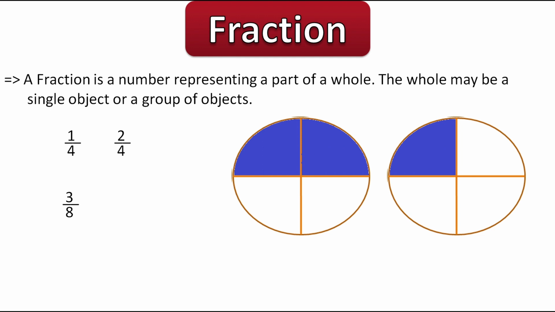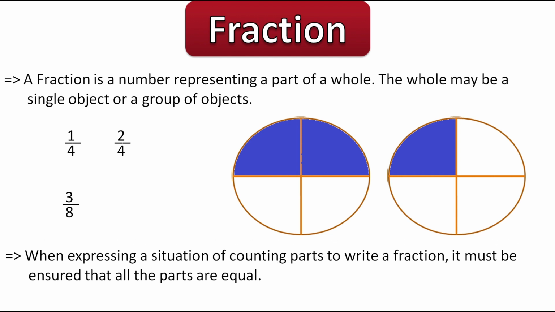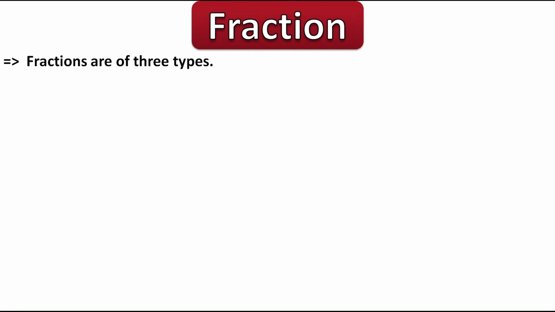Now here you have to remember one thing, that is, when expressing a situation of counting parts to write a fraction, it must be ensured that all the parts are equal. All the parts should be equal. Then only you can represent like this way. Now this is a fraction, you understood. Now the parts of this fraction: the upper number is called the numerator and the below number is called the denominator.